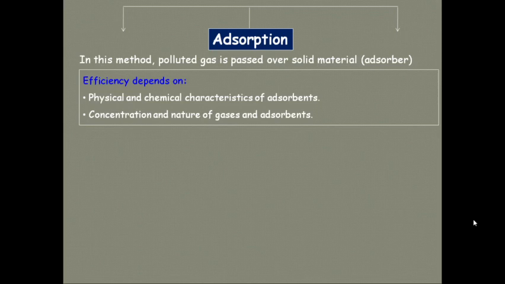What is the grain size? And what is the chemical composition of that adsorbent? All these things will decide how much of a specific gas can be adsorbed on this specific solid material or adsorbent. The second factor that will influence the efficiency of adsorption technology is the concentration and the nature of gases as well as the adsorbent.